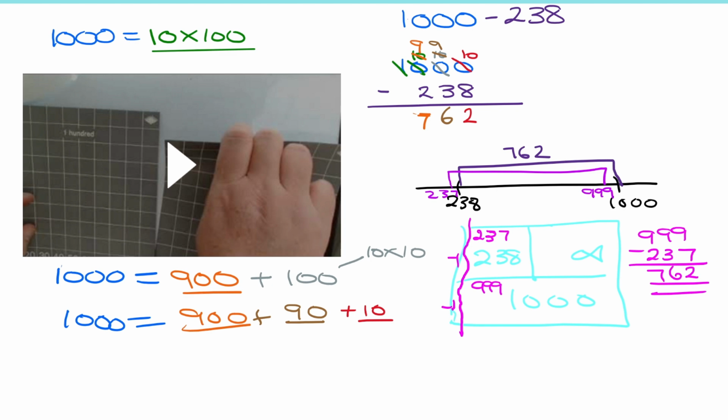So what I'm hoping to show you is, if you're going to use the vertical algorithm, you can explain the regrouping. With the MTB, it makes it so simple to do the regrouping from 1 ten to 10 ones, from 10 100s to 900s plus another 10 tens. It just makes life so much easier.